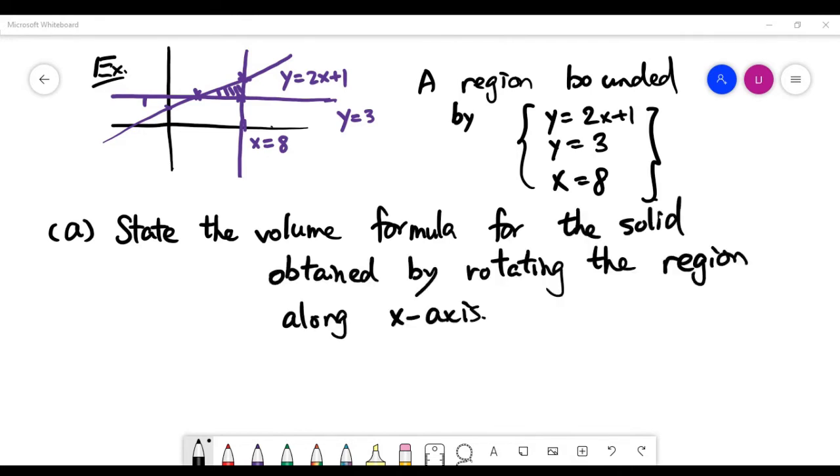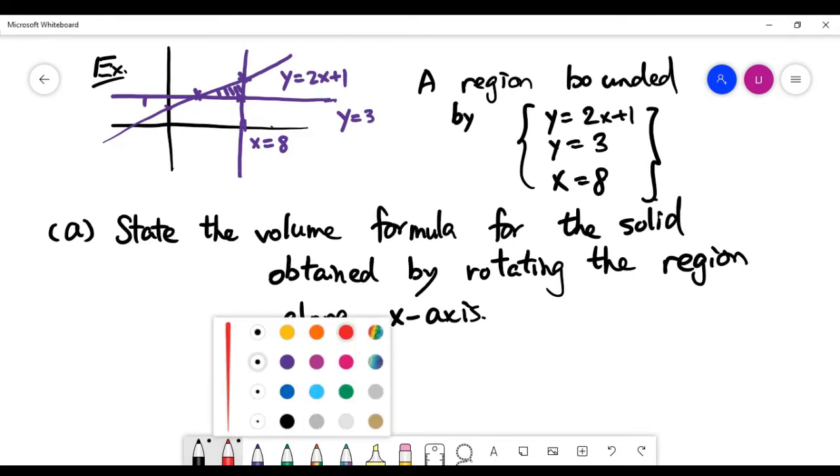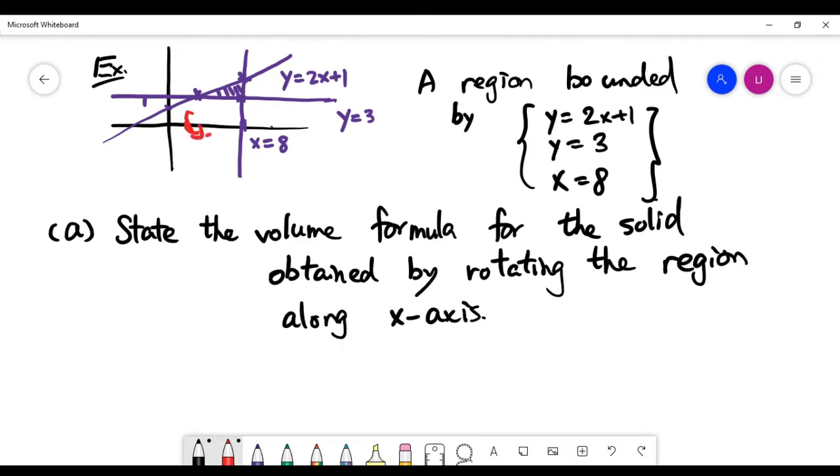As a warm-up, in part A, let's look at the volume formula of the solid. The solid is obtained by rotating the region along the x-axis. Please think about the kind of solid that you're getting. If you rotate along the x-axis, you basically get a solid like this. I'm quickly sketching a picture of the solid, and this is the x-axis we rotate.